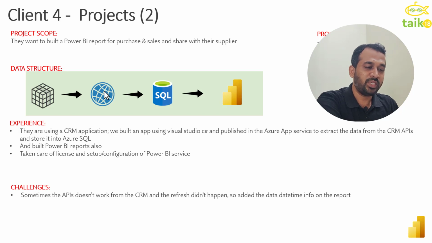The challenge we faced is that sometimes the API doesn't work from the CRM and the refresh doesn't happen. We had to get the data from the API, and sometimes when they update something on the ERP system, the CRM application doesn't send the data through the API. So it failed to refresh the data, and we were not aware whether the data got refreshed or not. So we added the last data refresh date and time to the report so that they can be aware of the last refresh date and time.